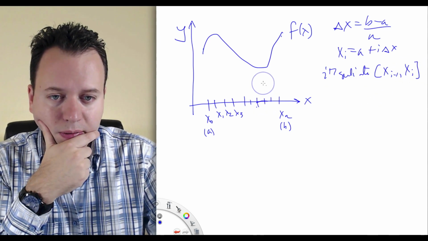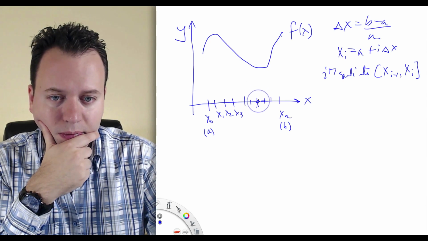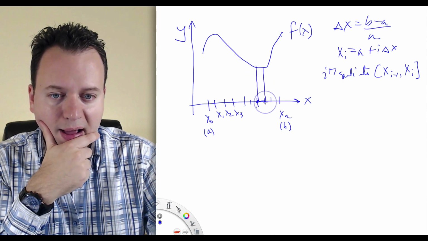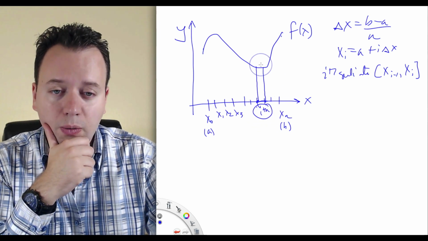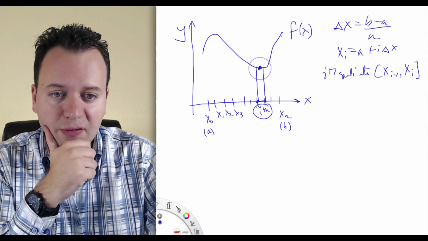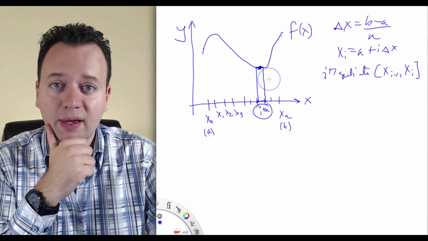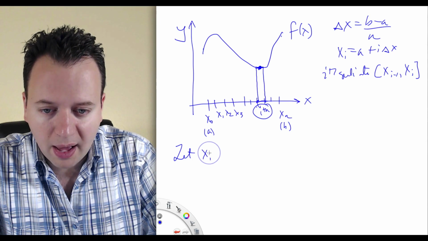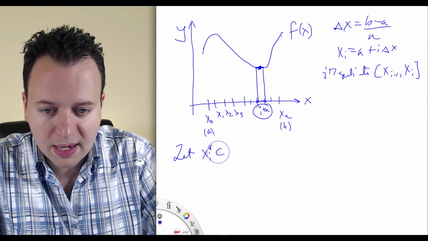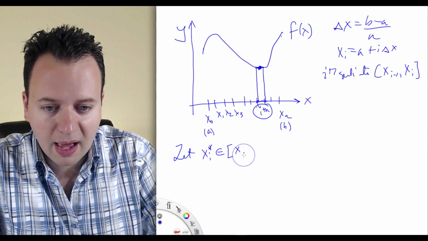Now, for each of these subintervals, what we're going to do is approximate f of x at one of the points on the interval. So now I'm going to say let x sub i star be an element of the ith interval.